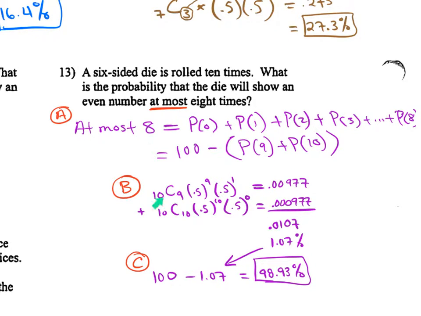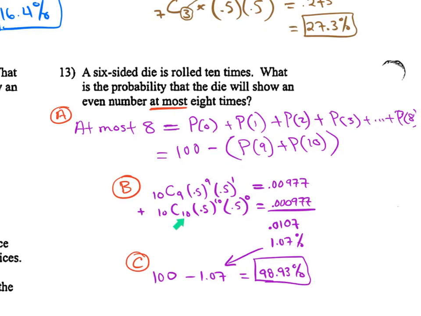So probability of rolling 9 times would be 10C9 times 0.5 to the 9th times 0.5 to the 1. All right, now the 0.5 again is because we're talking about rolling an even number, and there are 3 even numbers out of 6, so that's 3 out of 6, which is 50%, or 0.5. All right, so we put this in the calculator and we get 0.00977.